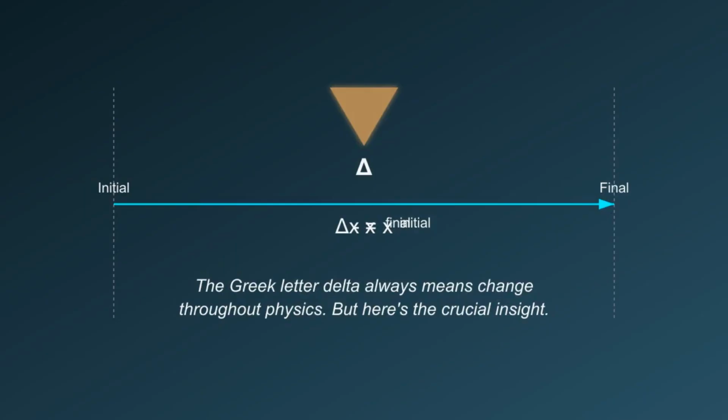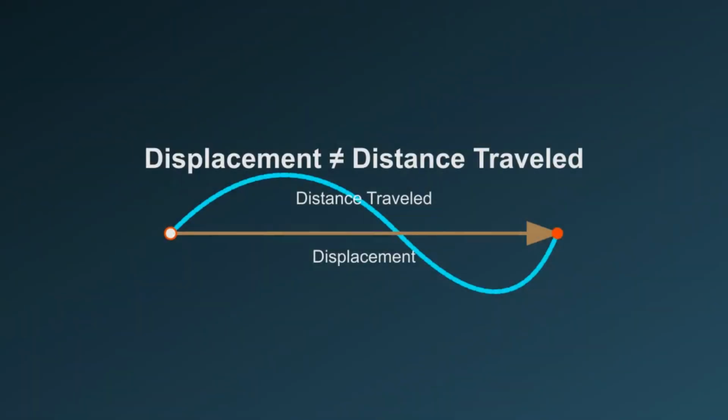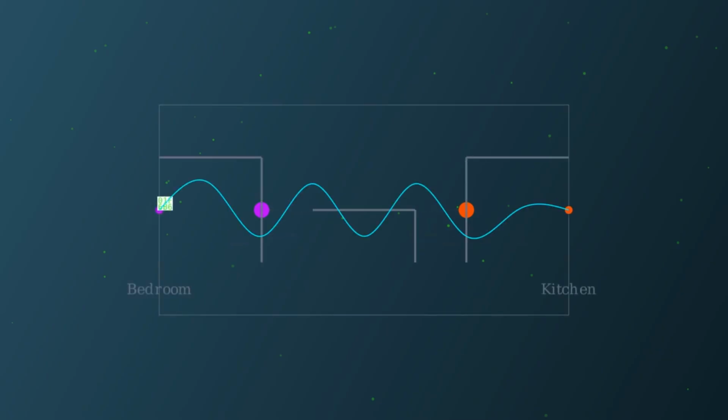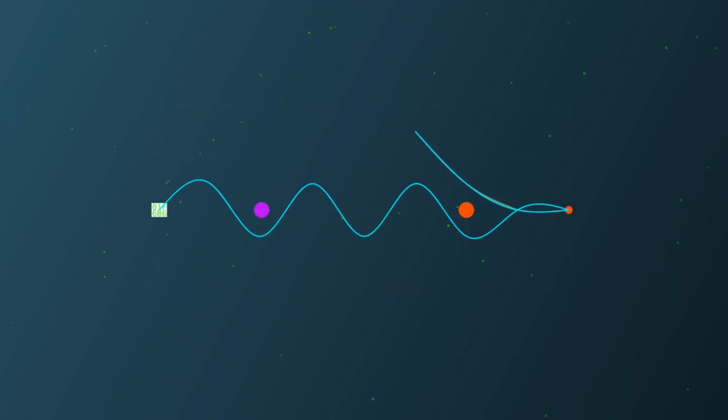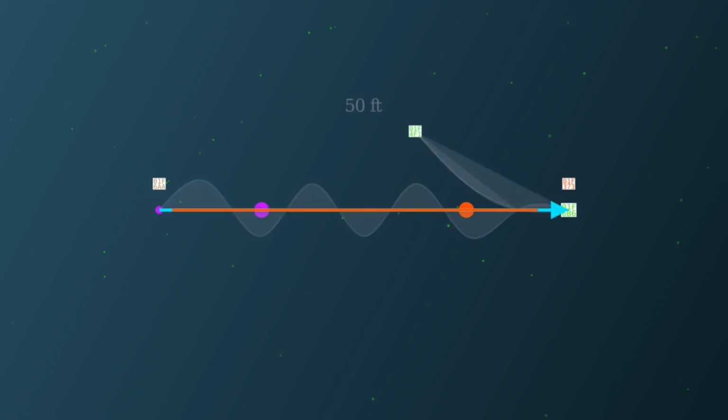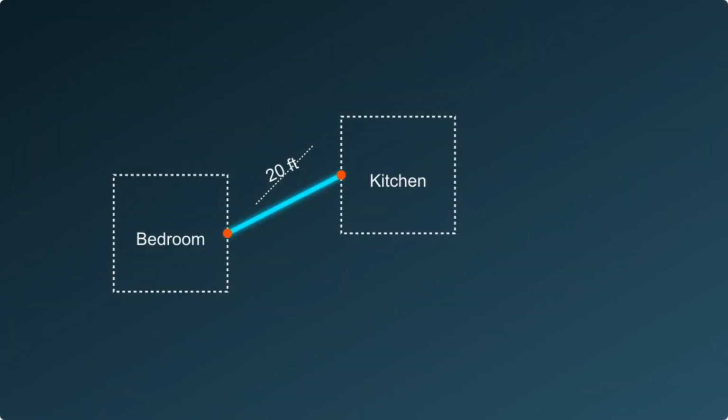But here's the crucial insight. Displacement is not the same as distance traveled. Let me show you why this distinction matters. Imagine walking from your bedroom to the kitchen. You might take a winding path through the hallway. Maybe you backtrack to grab your phone. The total distance you walked could be 50 feet, but your displacement? Just the straight line distance from bedroom to kitchen, perhaps only 20 feet.